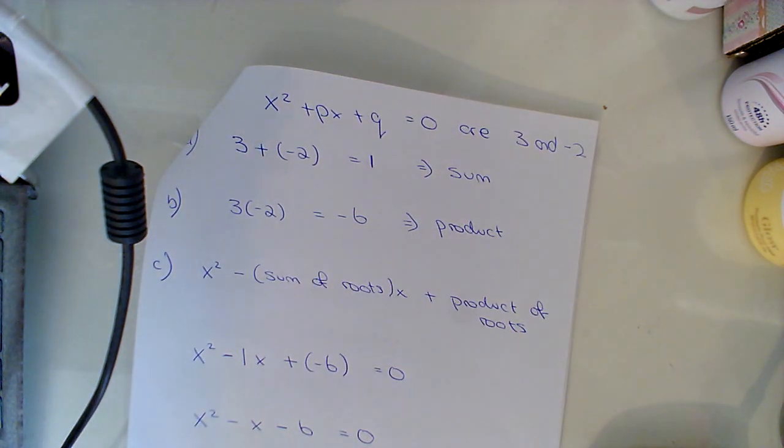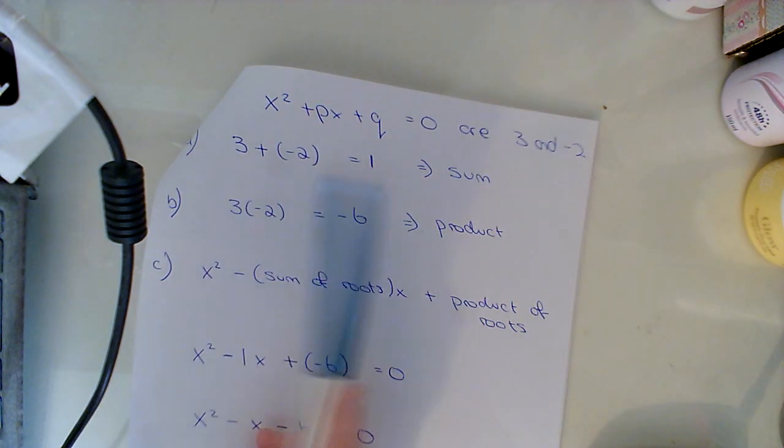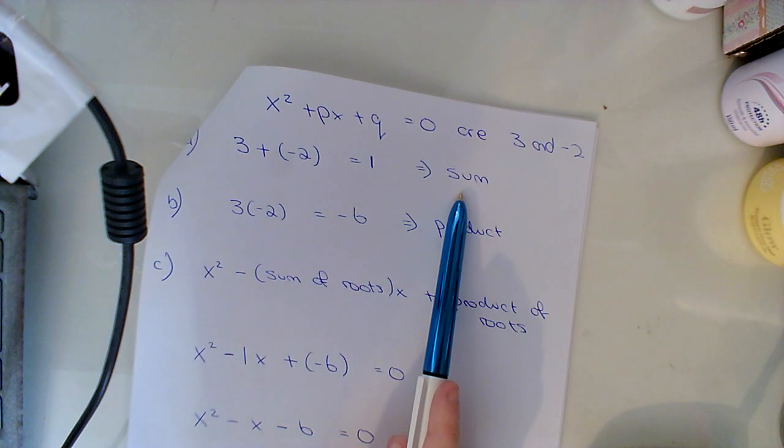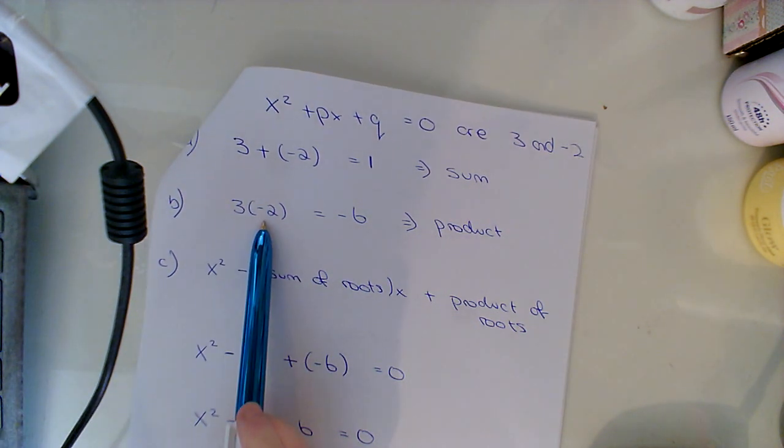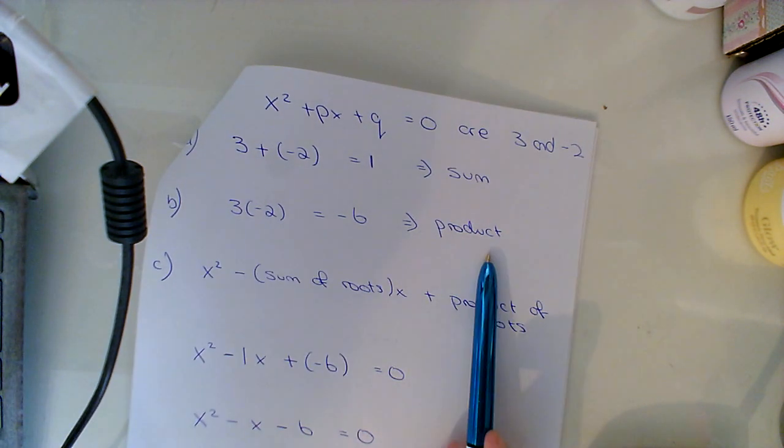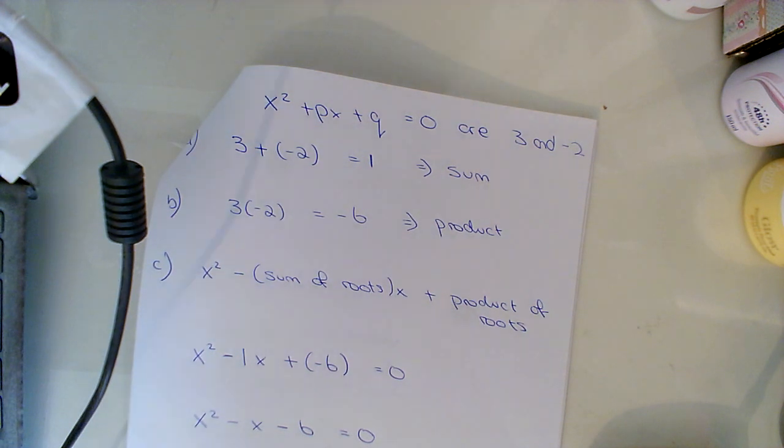Alright, part A of it says find the sum of the roots. So sum means to add. These are my roots. So I go 3 plus minus 2, which is just 1. So that's my sum. Then part B of this asks me find the product of the roots. Product means to multiply. So it's going to be 3 times minus 2, which is minus 6. This is my product.